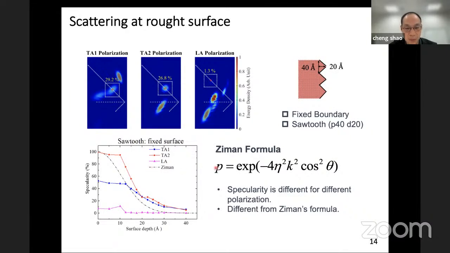However, one notable finding we have is that different polarizations have quite different specularity parameters, and the results are different from the prediction of the Ziman formula.